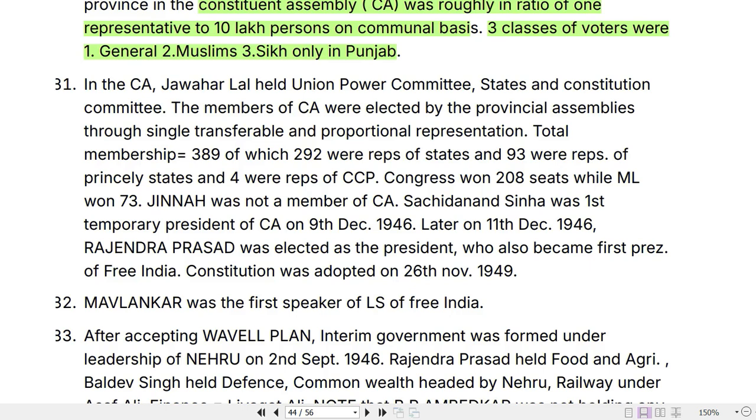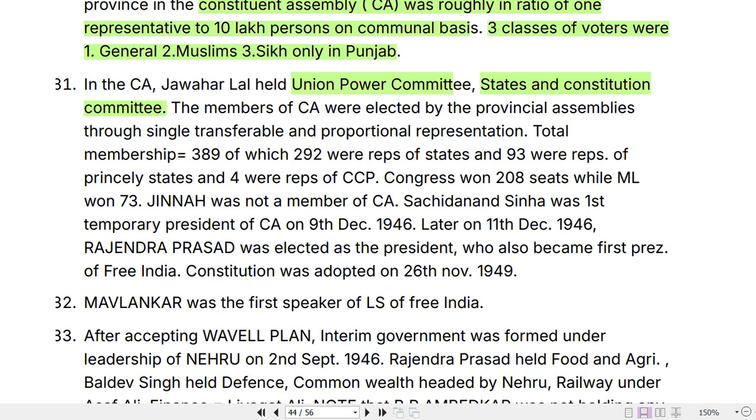So let's start with this new recording, and we are going to start from point number 31. In the Constituent Assembly, Jawaharlal Nehru held the Union Powers Committee, States Committee, and Constitution Committee. So Jawaharlal Nehru altogether held three committees: States Committee, Constitution Committee, and the Union Power Committee.